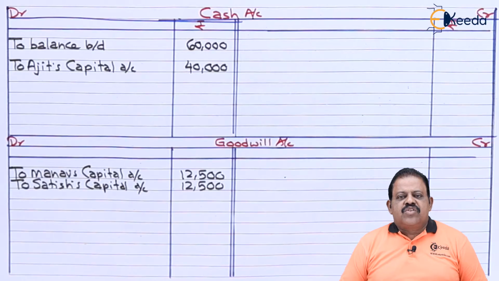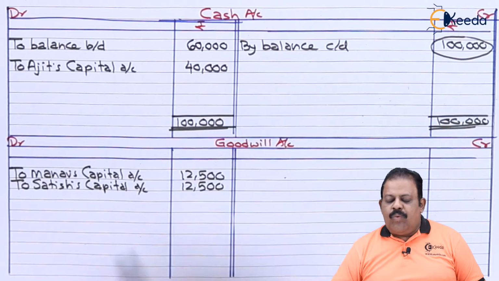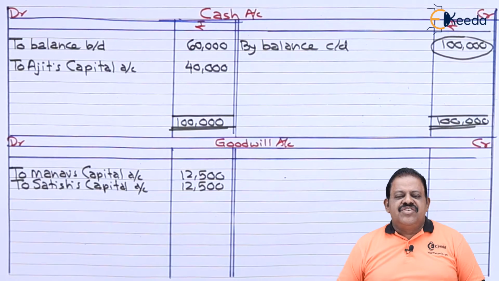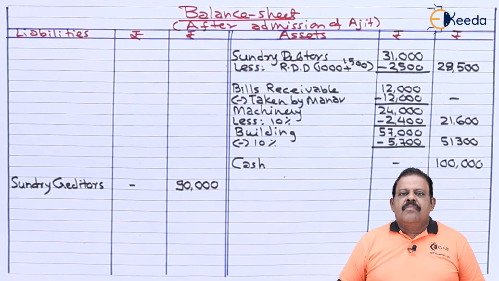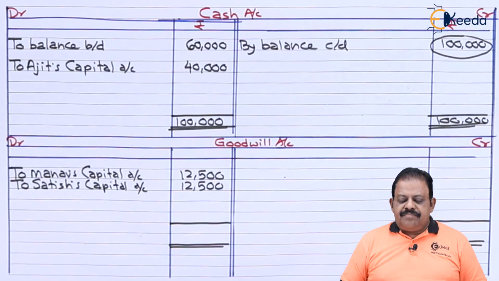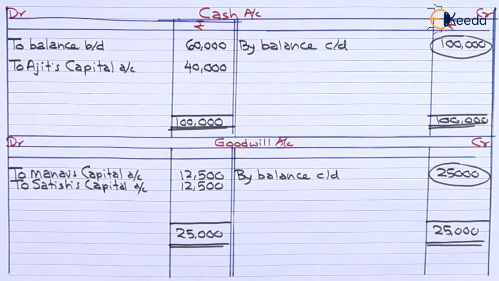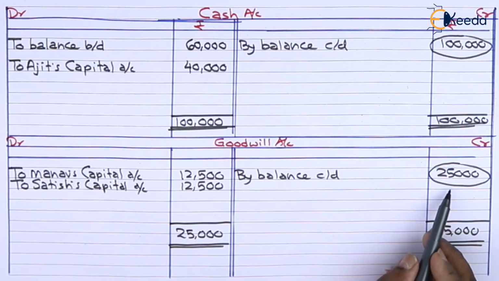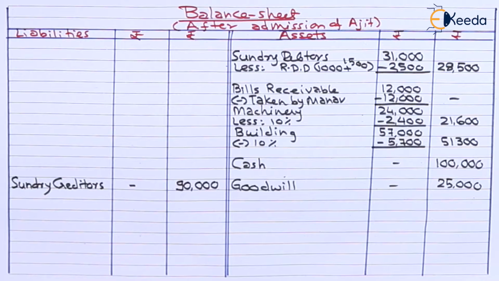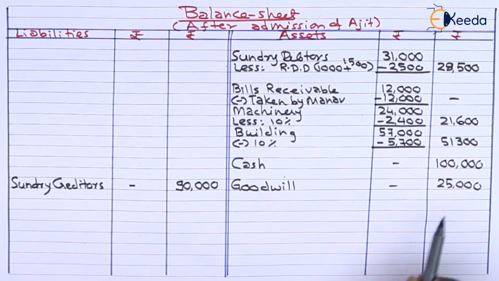Let us close now cash account. Cash account credit side by balance carried down 1 lakh. This amount will be transferred to balance sheet on asset side. Asset side we have cash 1 lakh. Let us close goodwill account. Goodwill account credit side by balance carried down 25,000. This will be transferred to new balance sheet asset side. Here goodwill is only raised, not written off. Therefore it will appear in new balance sheet goodwill 25,000.